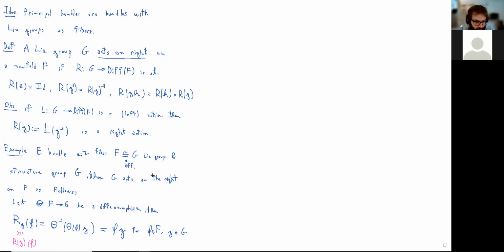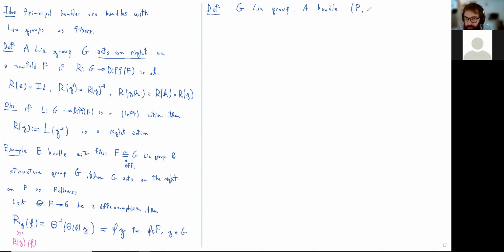But in fact, this is a right action, and it will be an important right action for us in the definition of principal bundles. So, in fact, let's define principal bundle. So we start with the Lie group and a bundle. And usually bundles, we call them E, M, pi, but this time we call them P, M, pi.